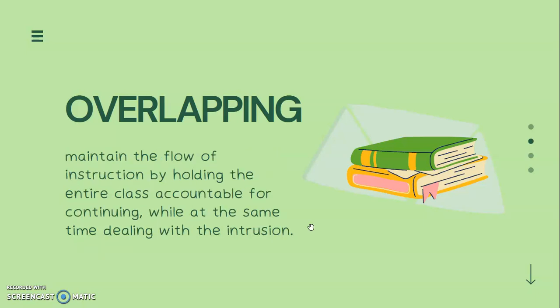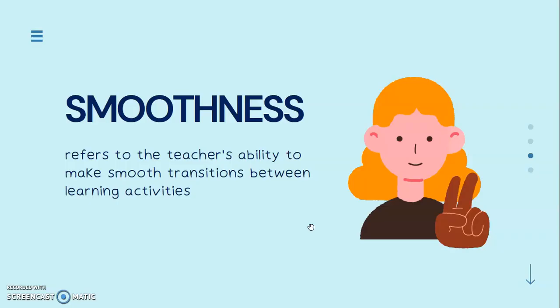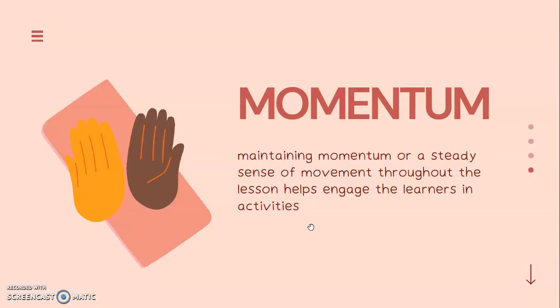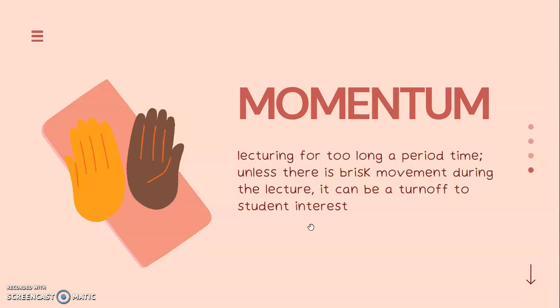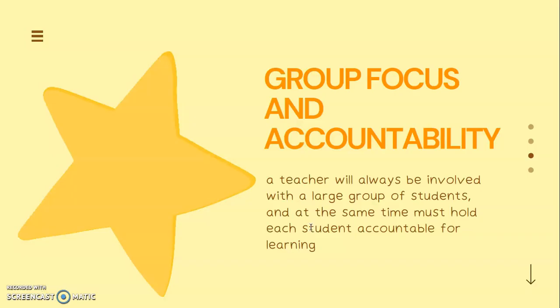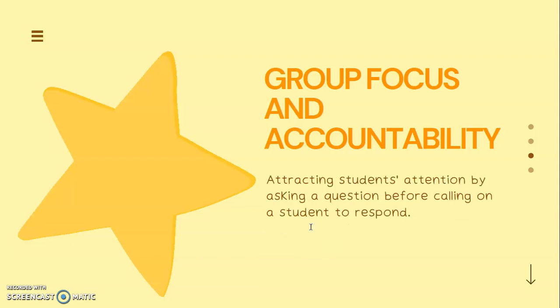Yan siya. Overlapping. And then, smoothness. Dapat smooth yung transition sa yung klase. Next is, dapat hindi maputol yung momentum. Again, hindi dapat maputol yung momentum. Dapat maintain siya. Hindi dapat habaan masyado yung lecture para masustain yung interest ni learner. Si group focus and accountability, kailangan si estudyante, they know that though they are grouped, but they should be accountable for their learning individually. Okay?